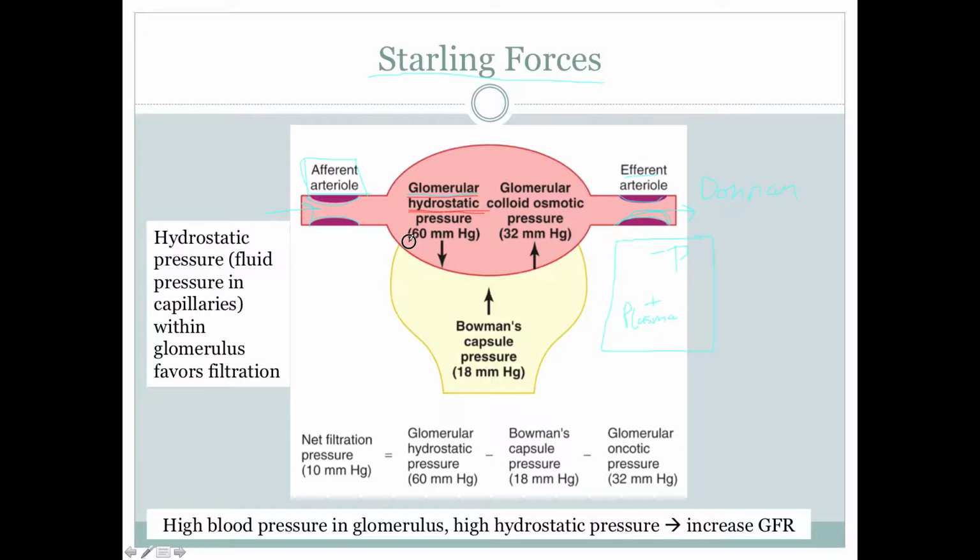So this is a pressure of about 60 millimeters mercury. So fluid enters the glomerulus and its pressure, just the pressure of fluid, is really high. So in the same way, you would turn on a garden hose, draw a little hose here.